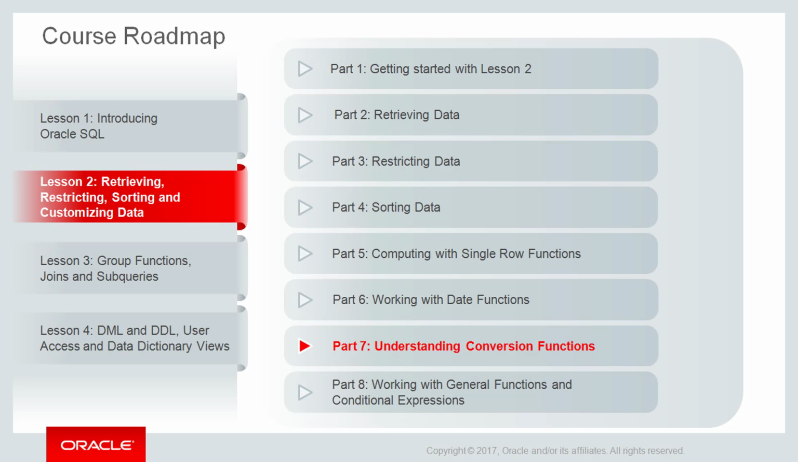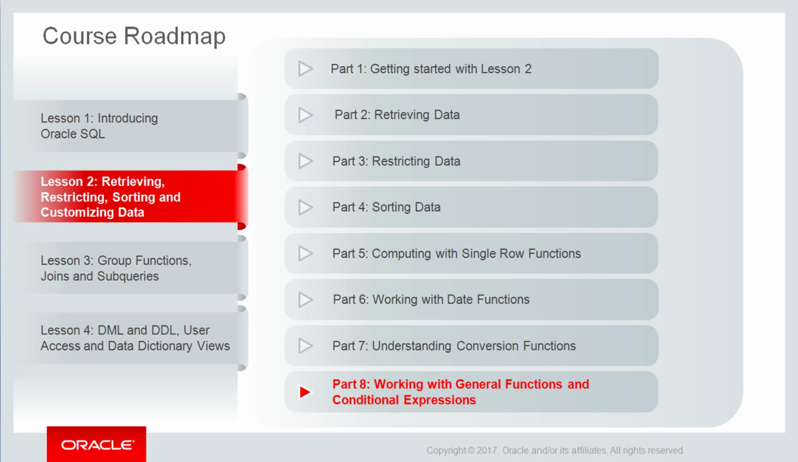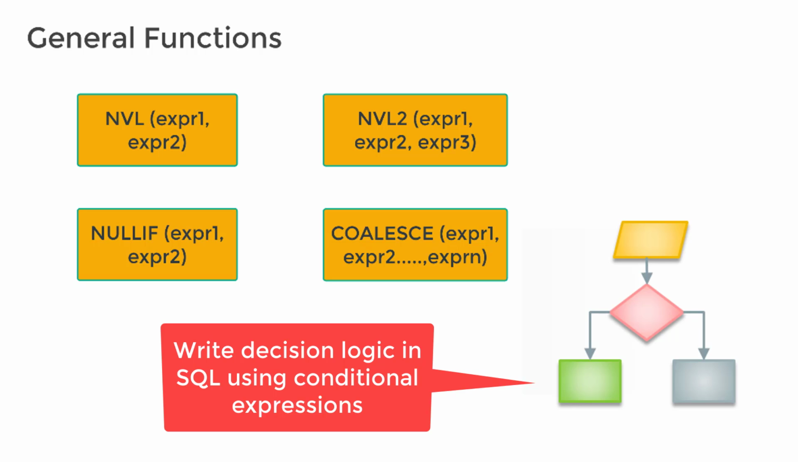Part 7, understanding conversion functions, explains the difference between implicit and explicit conversion functions. You are also introduced to examples of using explicit conversion functions. In Part 8, working with general functions and conditional expressions, you learn about the various general functions that work with any data type. You will also learn to write decision logic in SQL statements using conditional expressions.